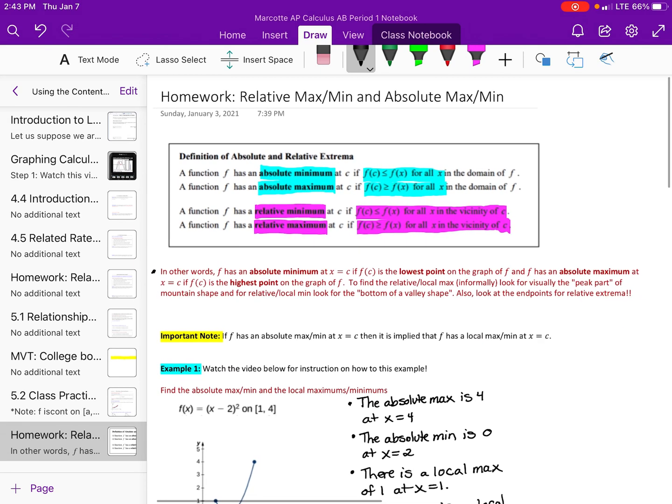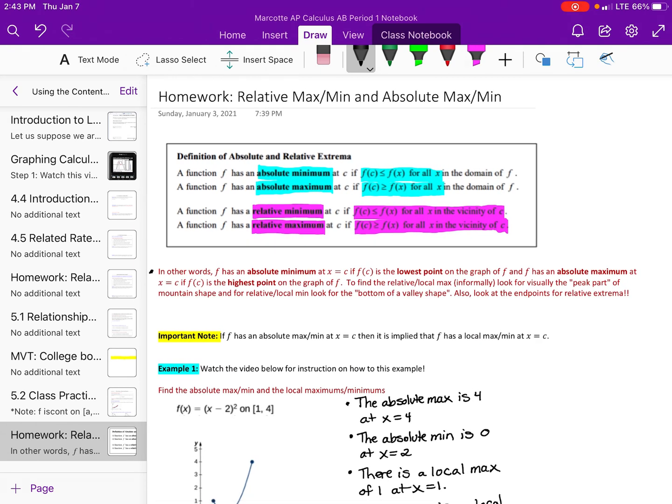All right, so now looking at what I have in red, this will help you more visually get an idea of what this actually means. To find the relative or local max, the reason why I'm interchangeably using those words is because they mean the same thing, relative max and local max. It just depends on how it's worded to you in a problem or a textbook or whatever. But the definitions are the same. The words mean the same thing.